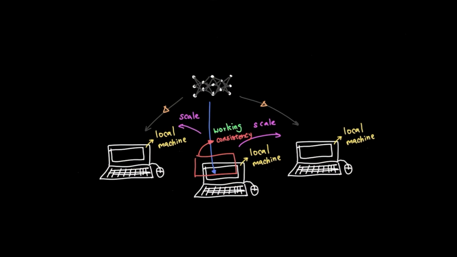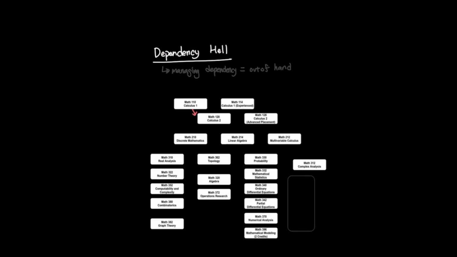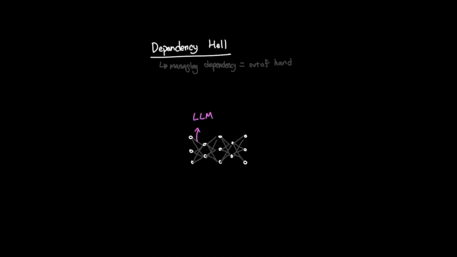In the IT industry, we often refer to this as dependency hell. Dependency hell refers to an event where managing the software dependencies starts to get out of hand. I'm sure you've experienced something similar in college where graduation requirements had all these courses you had to finish, where some courses required prerequisite courses to be taken. The idea is the same for running LLMs.